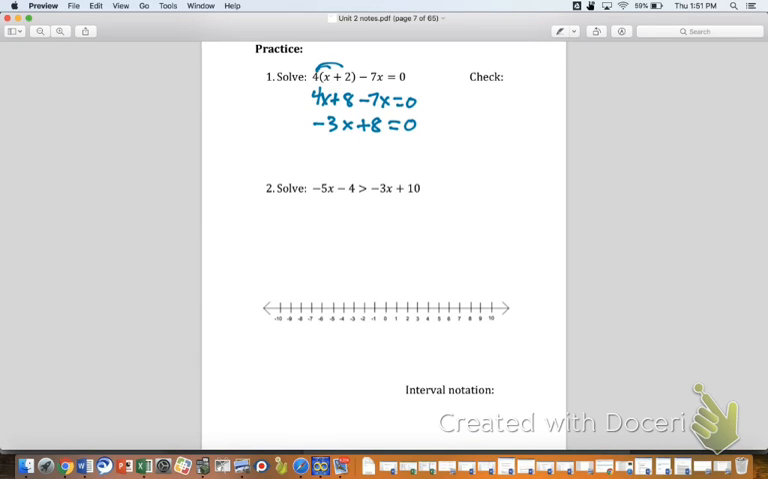Notice how the 4x and the negative 7x were on the same side. So when they're on the same side, you just add them up like we've always done, right? Nothing too different about that. Finally, we've got to get the x all by itself. I'm going to subtract the 8 from both sides first. Negative 3x is equal to negative 8. And finally, I'm going to divide by negative 3 on both sides, which gives me x is equal to 8/3. I think if you check that, we're in good shape. It'll check out just fine. Any questions? 8/3 go okay?